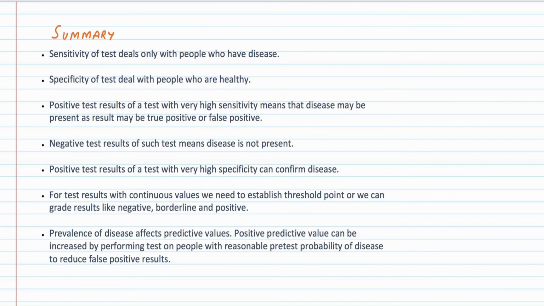Post-test probability of disease can be calculated by predictive values with help of sensitivity and specificity of test. However, we have seen prevalence of disease can significantly affect predictive values. Positive predictive value can be improved by performing tests on people with reasonable pretest probability of disease. This will result in increased prevalence of condition in group and better positive predictive values.